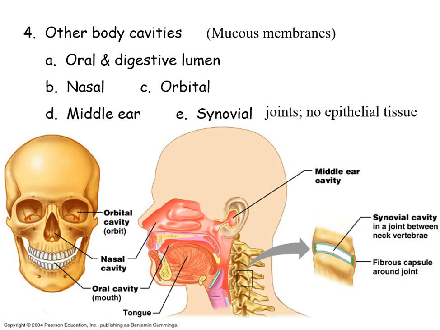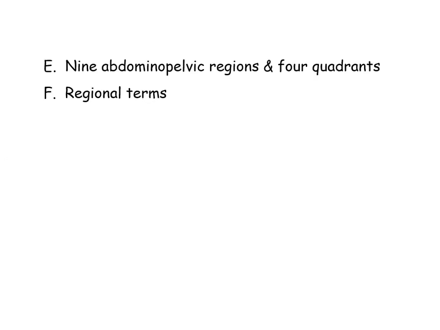Skin, which is the dry membrane, has two layers, but synovial membranes that line synovial or joint cavities have no epithelia. They just have connective tissue.